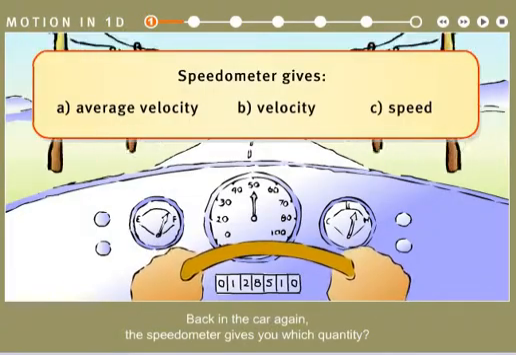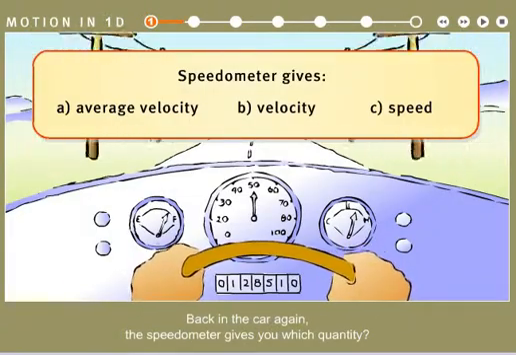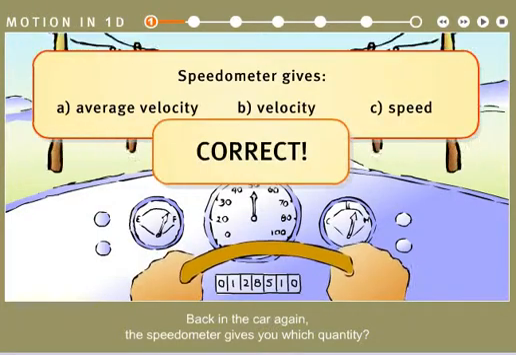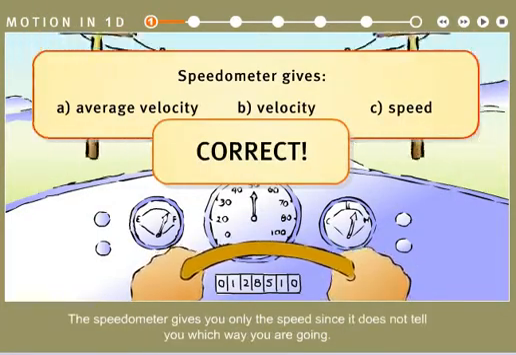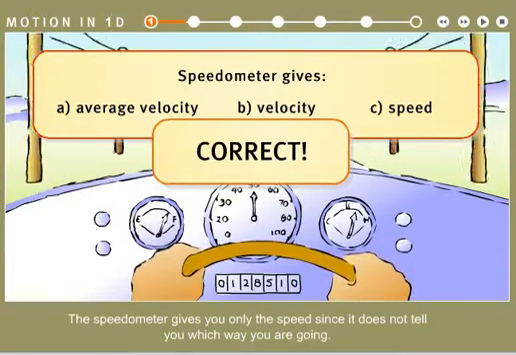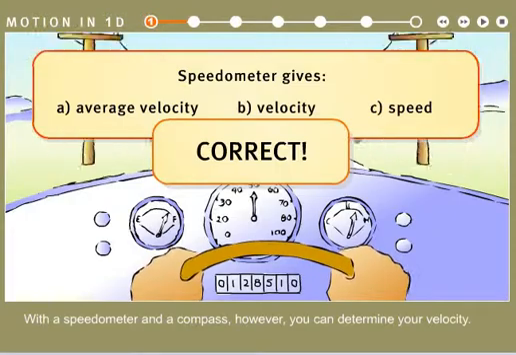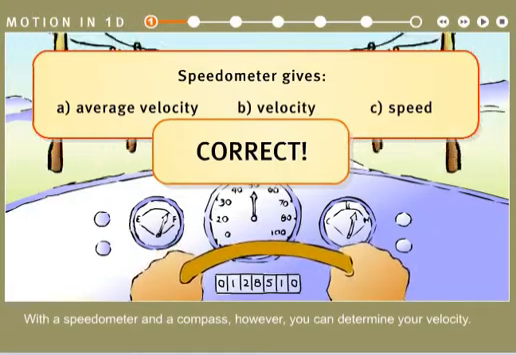Back in the car again, the speedometer gives you which quantity? Correct. The speedometer gives you only the speed, since it does not tell you which way you are going. With a speedometer and a compass, however, you could determine your velocity.